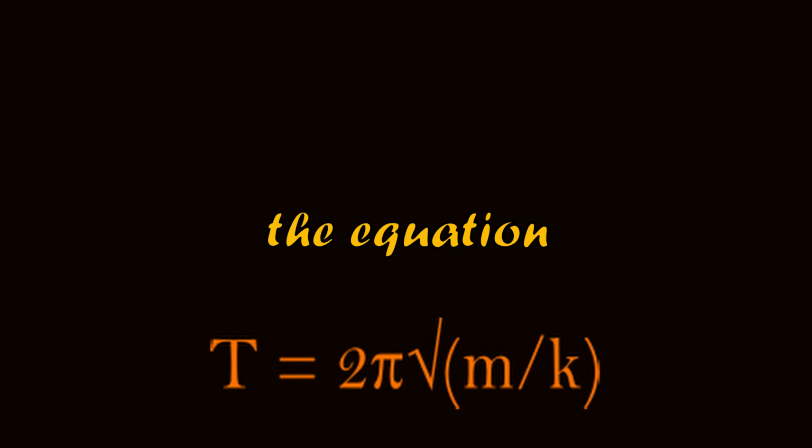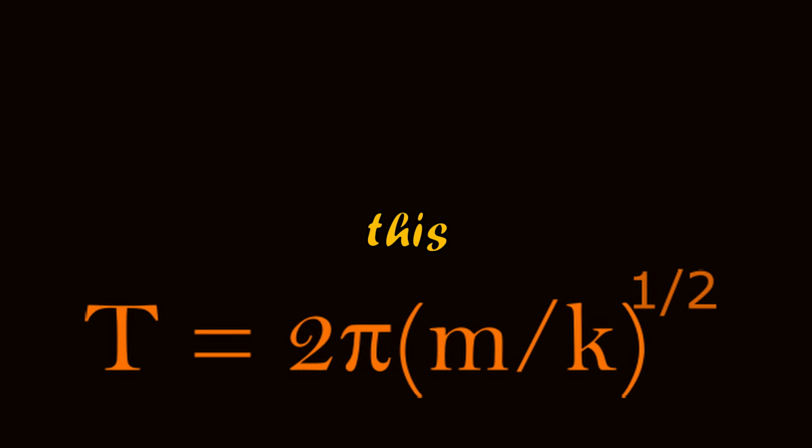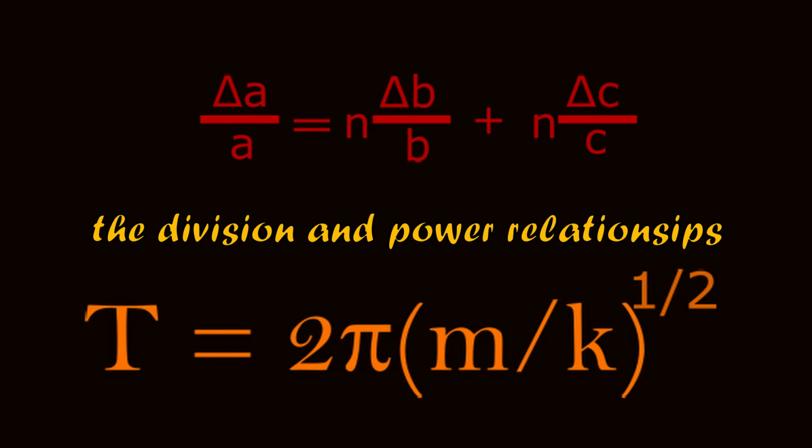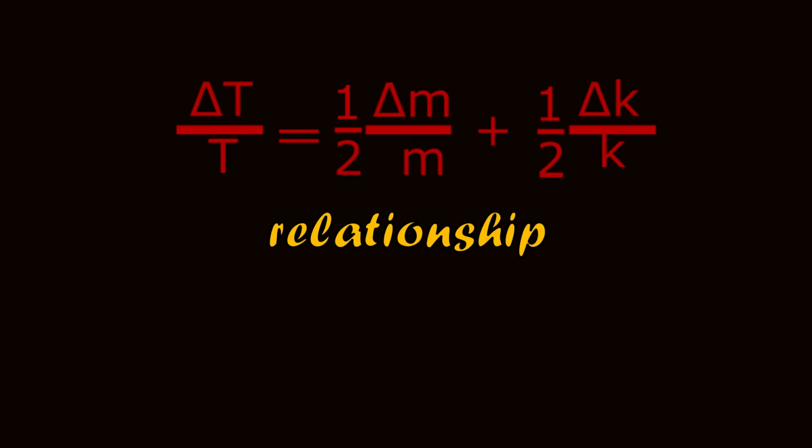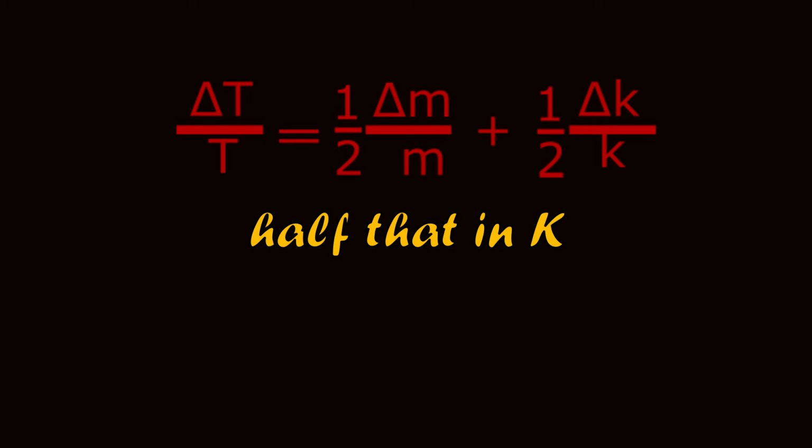First, let's adjust the equation a little. We can write it like this. Now, using the division and power relationships, we notice that it gives us this relationship instead. So the percentage uncertainty in T will be half that in M plus half that in K. This means that the percentage error in T is 0.5 times 5% plus 0.5 times 11%, which gives us 8%. If the measured value of T is 1.2 seconds, then the absolute uncertainty is 1.2 times 8%, which gives us 0.096. This rounds up to 0.1, and so we quote T as being 1.2 plus or minus 0.1 seconds.